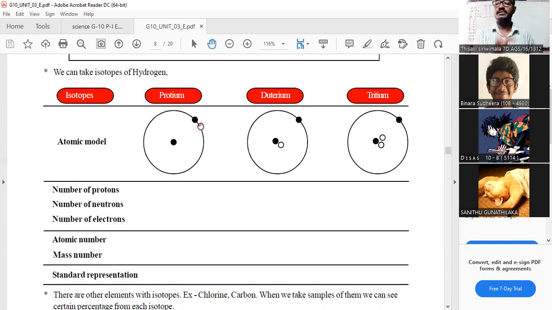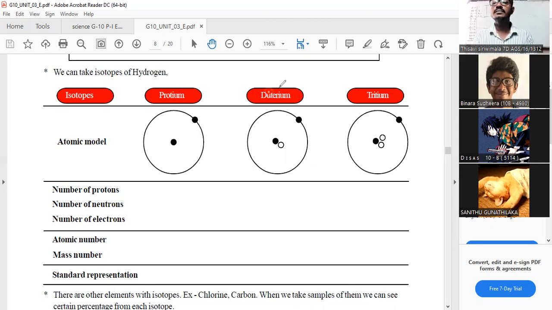So in all the isotopes, the number of protons and electrons will be the same. Here, 1 proton, 1 proton, 1 proton. 1 electron, 1 electron, 1 electron. The only difference that can take place is the number of neutrons. Here, no neutrons, 1 neutron and 2 neutrons. So we have to fill the values here. I'll try to write here using a pen.